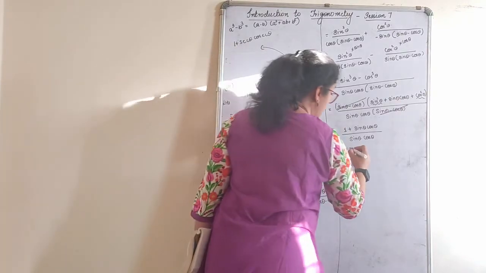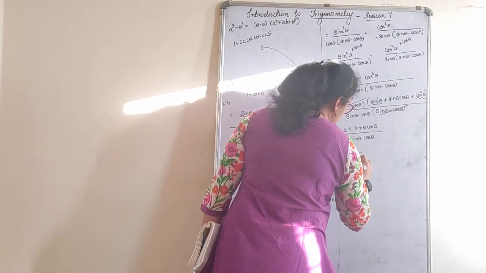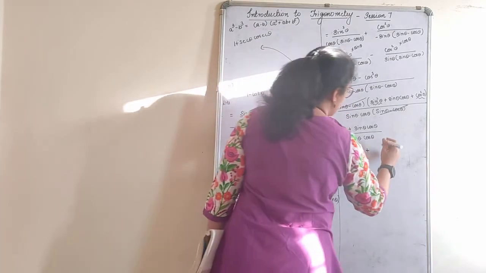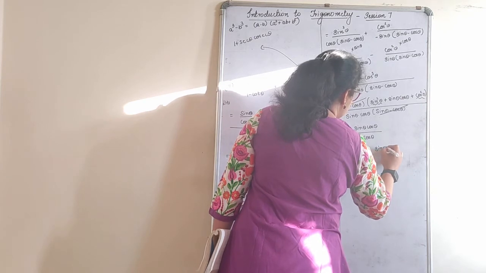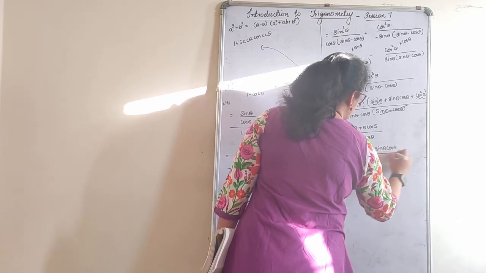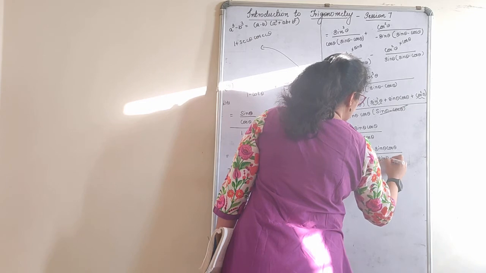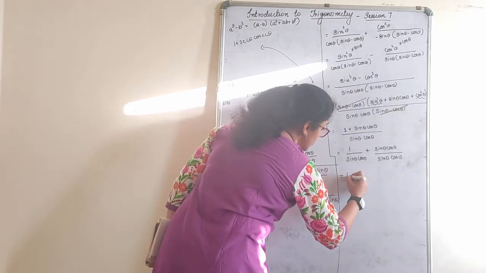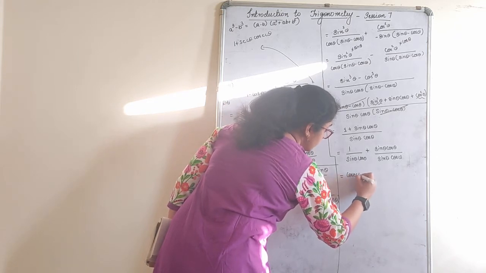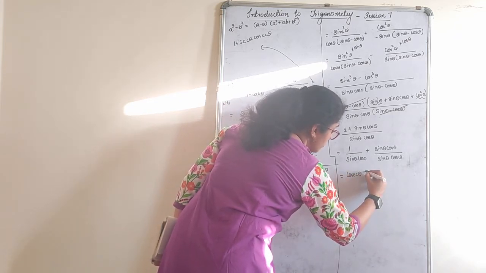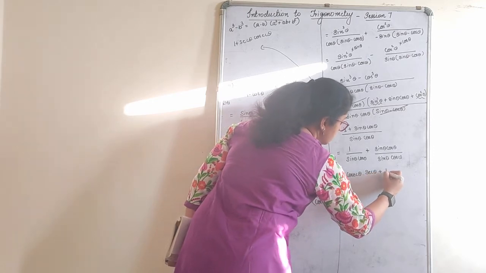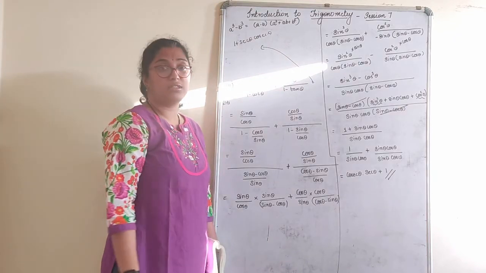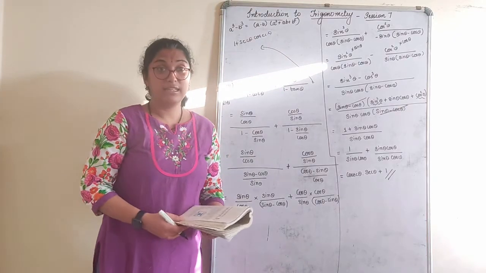Tips to understand this. 1 upon sin theta cos theta plus sin theta cos theta divided by sin theta and cos theta. 1 by sin, cosec theta. 1 by cos, sec theta plus 1. That is what we required. 1 plus sec theta into cos theta plus 1. Right?